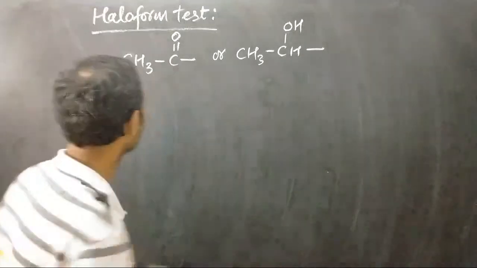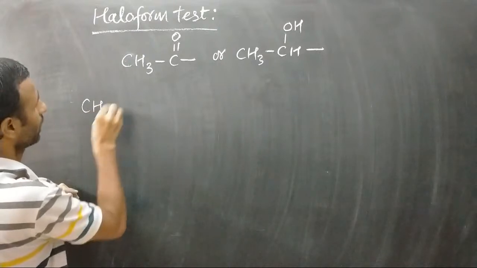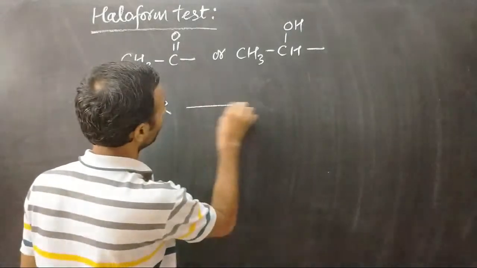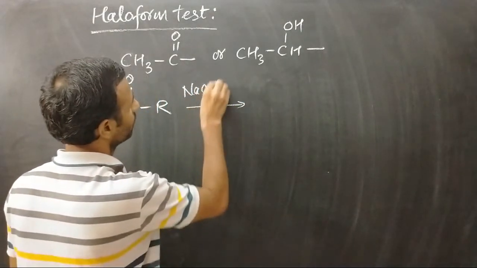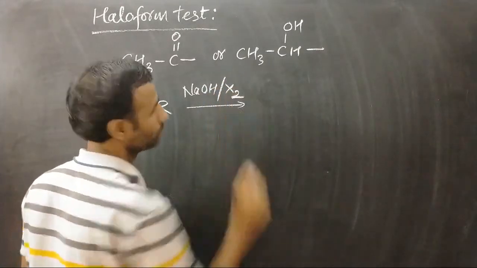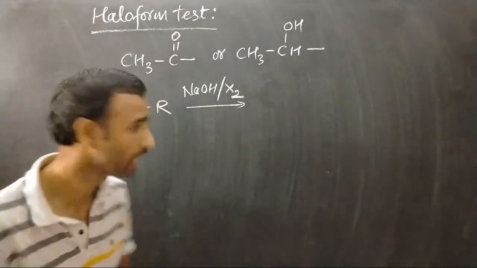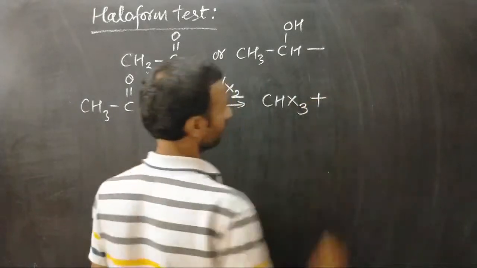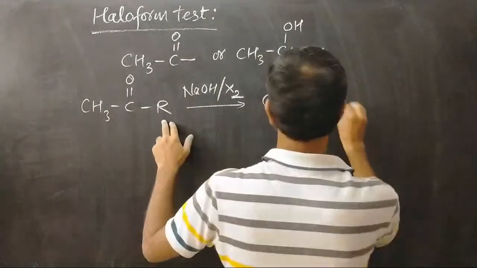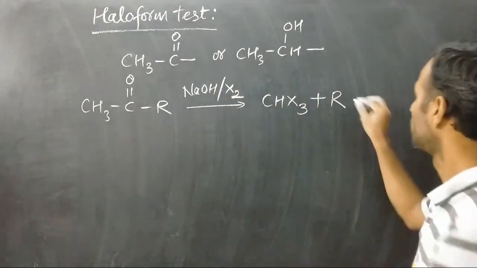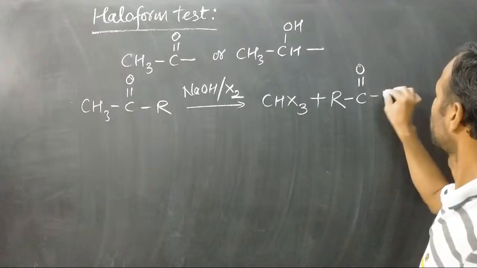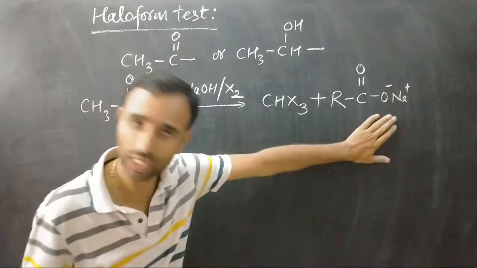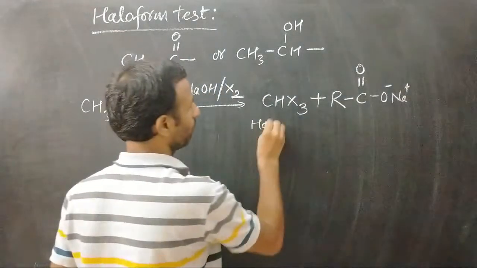And what is this test? Actually, let us take R-CO-CH3 in the presence of NaOH and X2, sodium hydroxide and halogen. So we get CHX3, haloform, and in this CH3 is converted into haloform, and RCOONa. These are the products formed: sodium salt of carboxylic acid along with haloform.